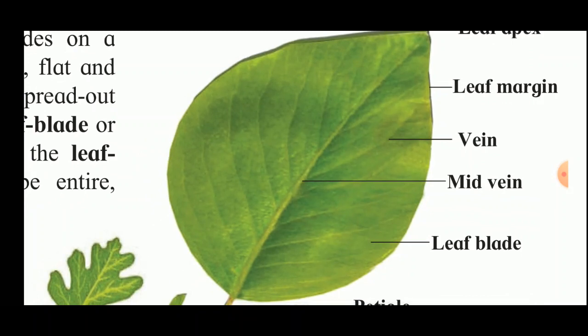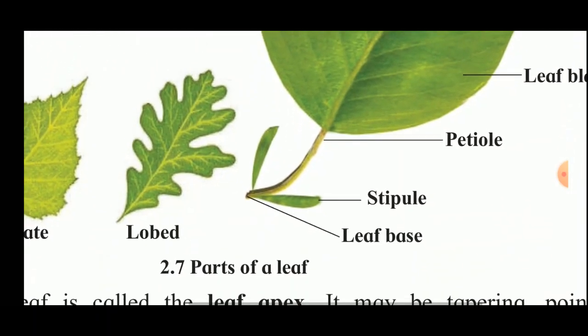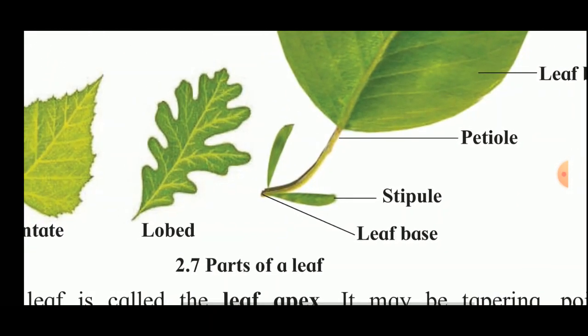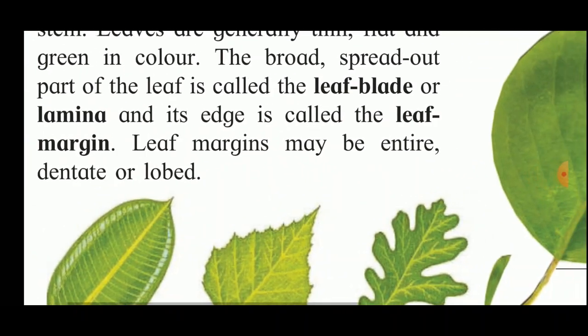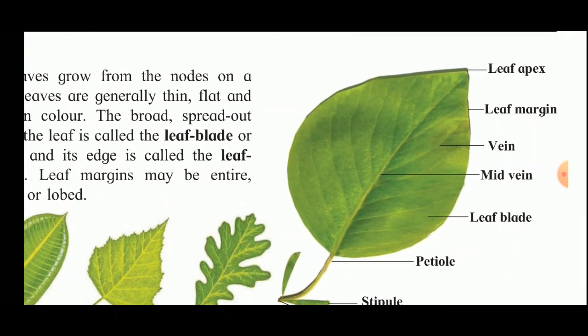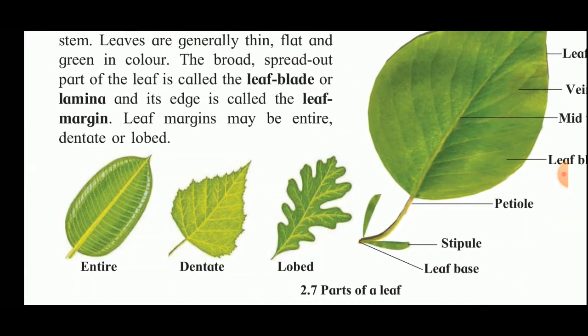Then these lines or structures on the leaf are called veins, and the central part of the leaf is called the midvein. And this end of the leaf is called the petiole. And from the leaf base, small green structures come out. I hope all of you understood the entire structure of the leaf. Now here these are the different structures of the plant, the parts of the leaf.